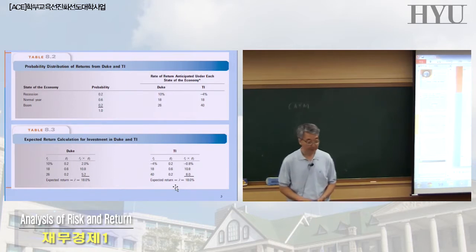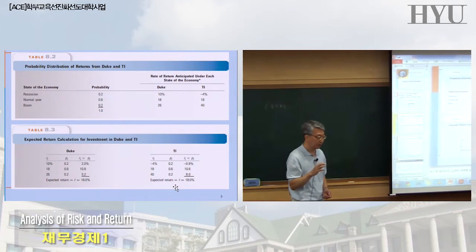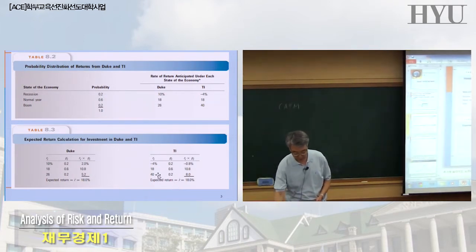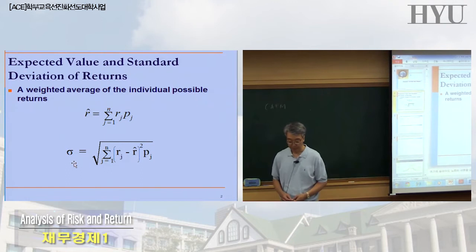The point here is you can have drastically different fluctuation in returns, and yet you can still have the same expected return from two different investments. So that's how you calculate expected return. How about standard deviation? Well, that's what we typically do in statistics.